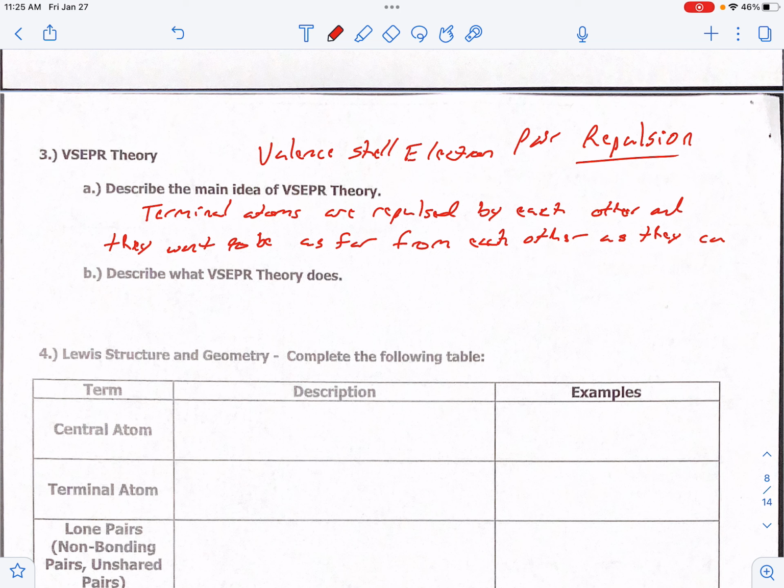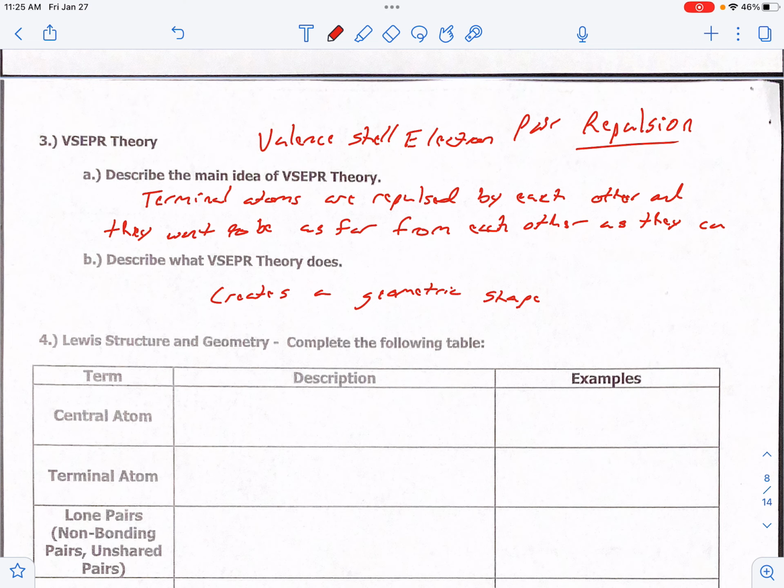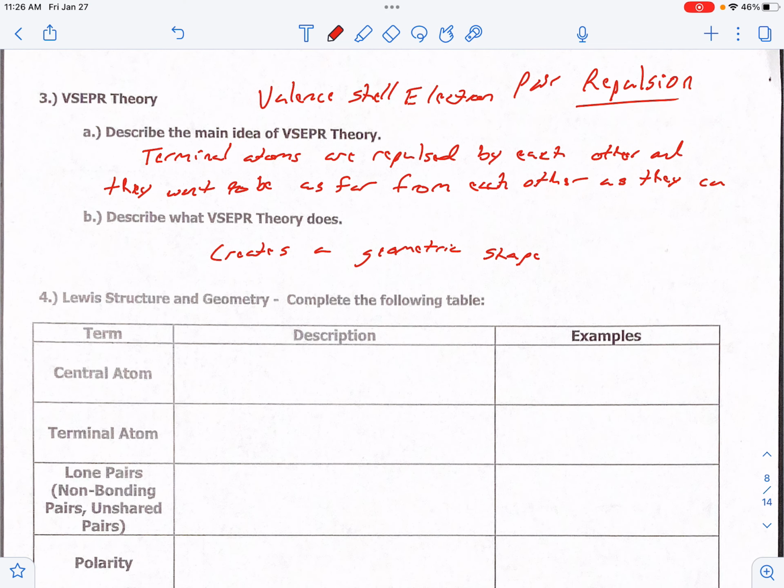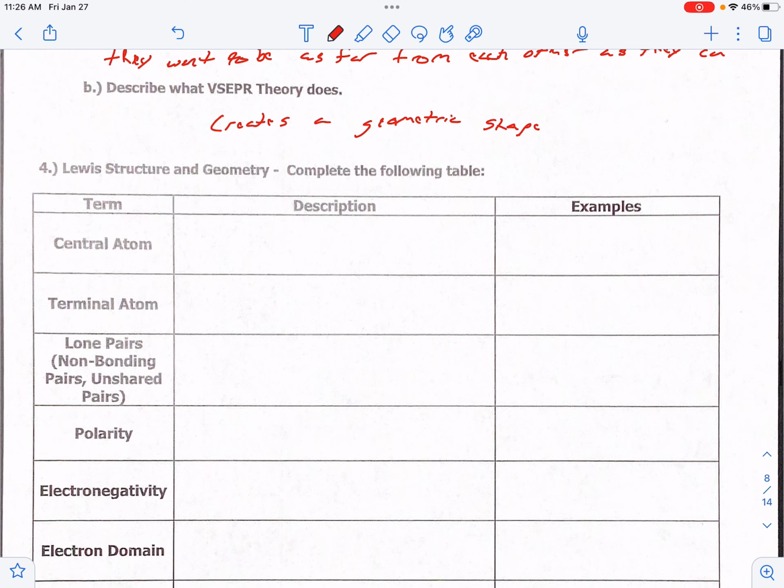Now, it says describe what it does. When they actually do get as far from each other as they can, it creates a geometric shape. Our keys may be a little more in depth, but for the sake of time, I'm just trying to give you the general idea. If you want more information, you can look at our keys or even look it up. Okay, let's move on to the next section.